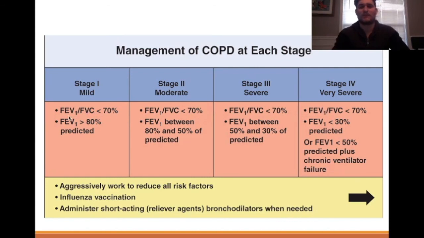Normally, that ratio should be around 80. And so that's going to be the same for all 4 stages. But then as you look at what does separate each distinct stage, it is going to be just the FEV1. So in stage 1, it's still above 80. Stage 2, between 50% and 80%. Stage 3, between 30 and 50%. And then stage 4 will be below 30%, or less than 50% plus chronic ventilatory failure.